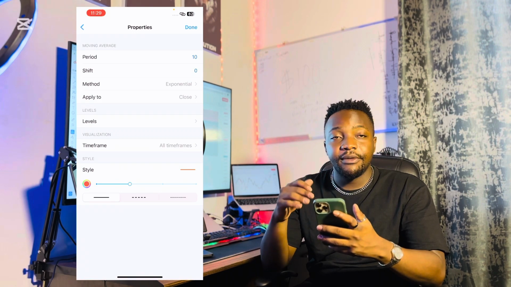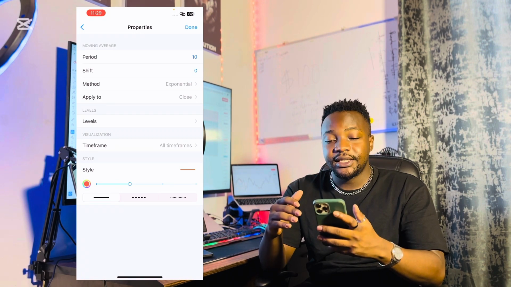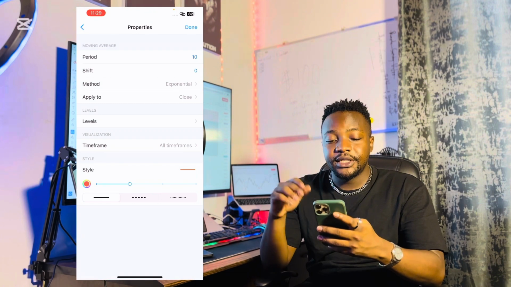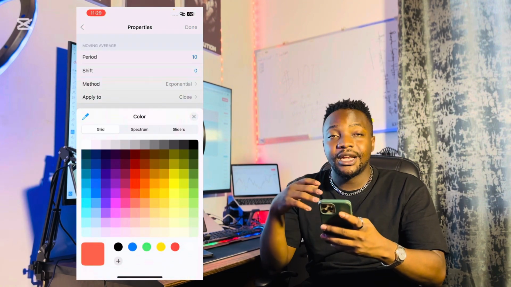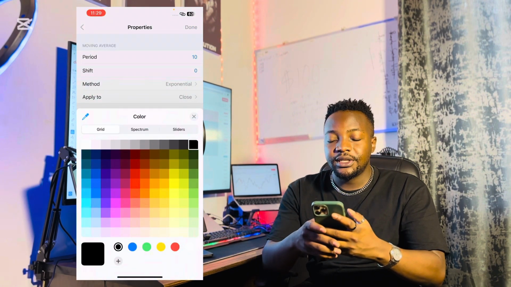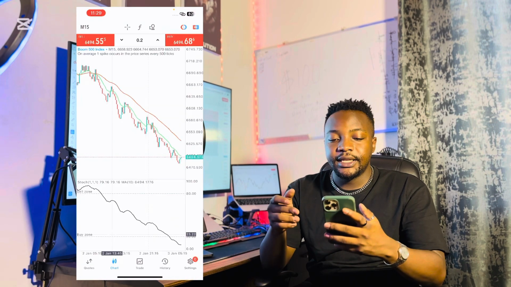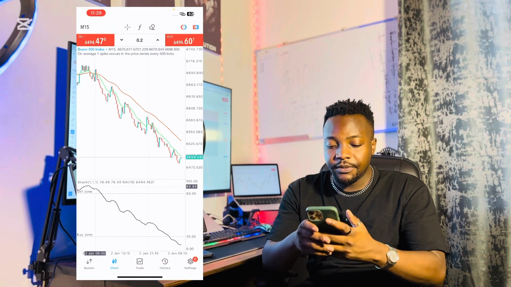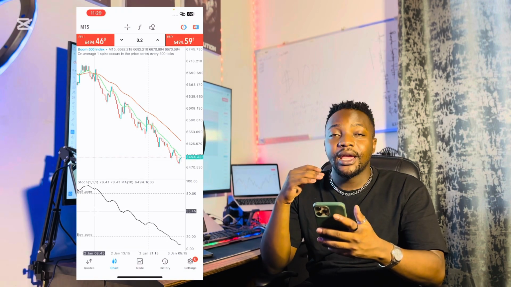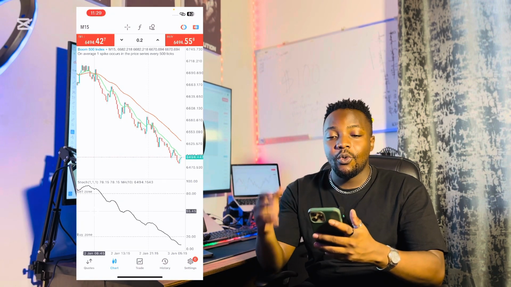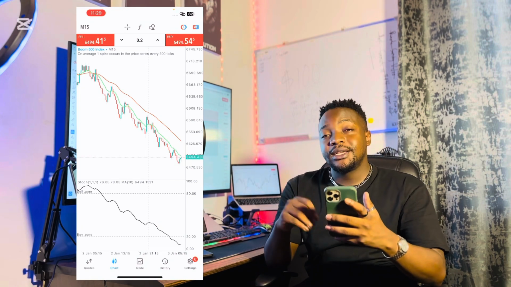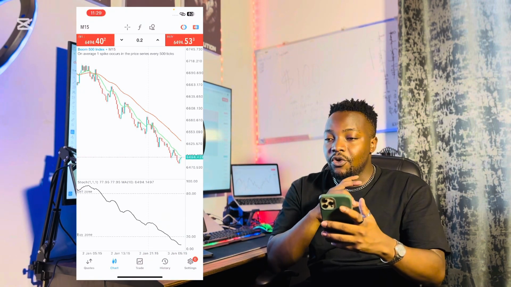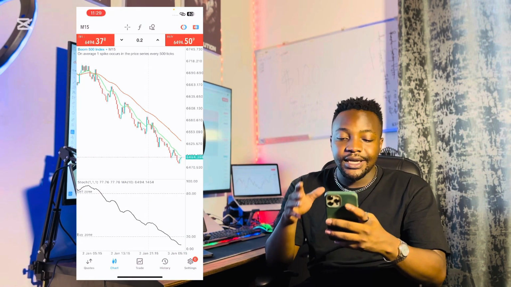And all time frames under our visualization section. What we will simply change is the style, of course, that is the color of the indicator. And we're going to choose this black color and click done. And as you can see, we now have that black line running across our charts under our indicator window 1. Now, once you have done all this in the correct order, you'll be ready to start using the strategy.